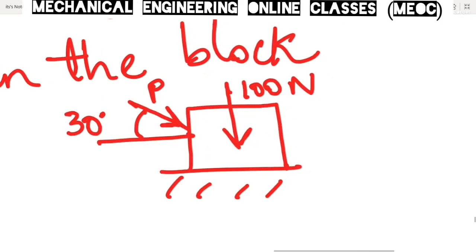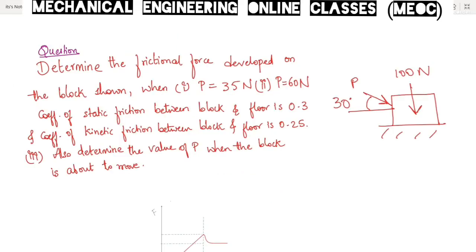So P is the force that is acting on the block of weight 100 Newton, and P is acting left down at 30 degrees to the horizontal. Before solving the problem, let us see a few important points.